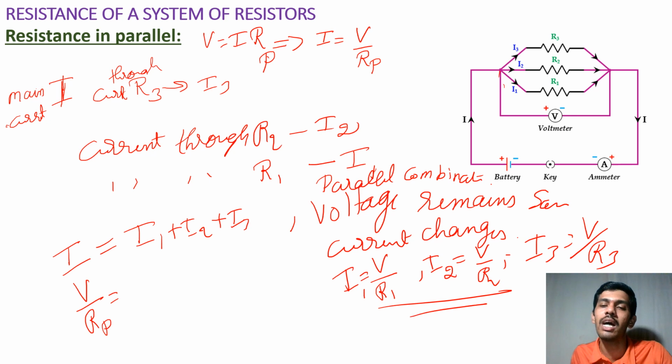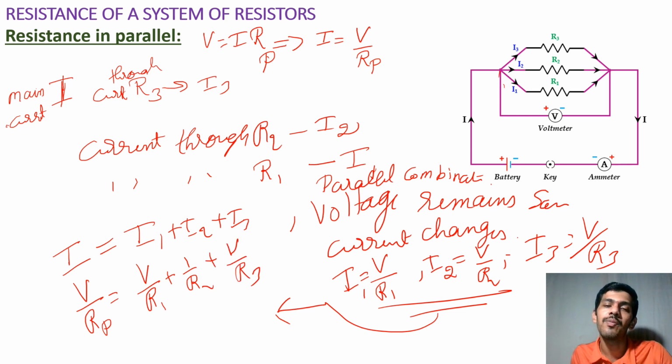Substituting all these values in this expression, what I will get is V by Rp equal to V by R1 plus V by R2 plus V by R3. V is common everywhere, so it gets cancelled. What is remaining is 1 by Rp equal to 1 by R1 plus 1 by R2 plus 1 by R3.